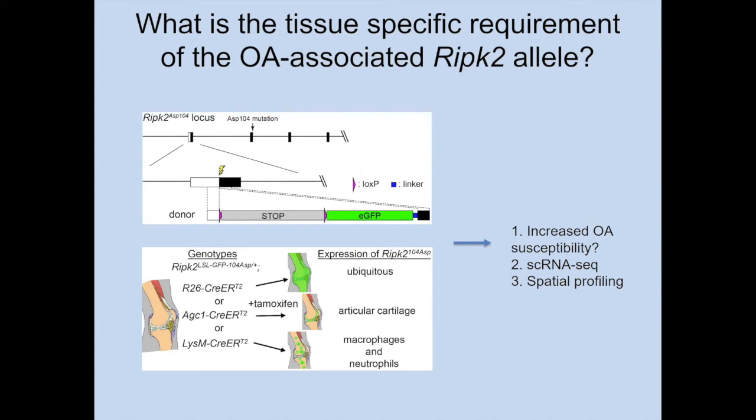And then what we can do is ask, do these animals show increased susceptibility to OA? And so this will really tell us what cells and tissues require the RIPK2 disease allele for OA onset and progression. And there's also a number of molecular techniques like single cell sequencing and spatial profiling that we can do in these animals to really nail down what the driving cause of the phenotype is.